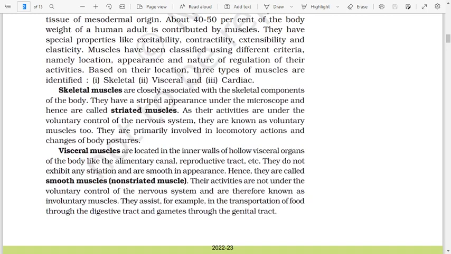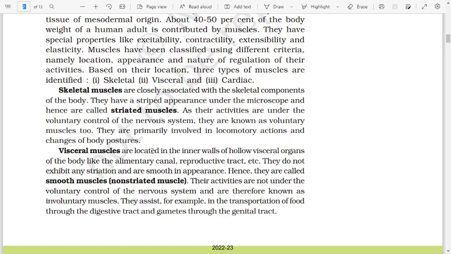Skeletal muscles are closely associated with the skeletal component of the body. They have a striped appearance under the microscope and hence are called striated muscles. As their activities are under the voluntary control of the neural system, they are known as voluntary muscles too. They are primarily involved in locomotory action and changes of the body postures.